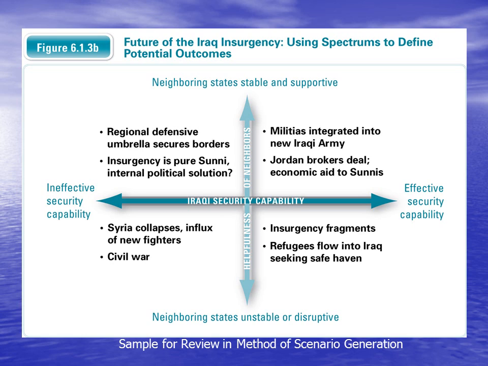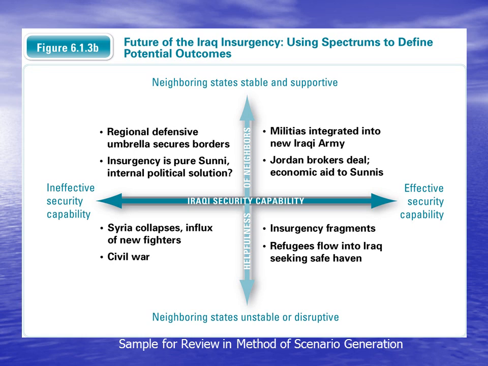On one end of the scale on the X is ineffective security. On the far right end, it would be effective. And on the bottom would be neighboring states that are unstable or disruptive, and at the top, stable and supportive. So you have the 2 spectrums on each end of your X and Y. Then based on those spectrums, you would create your multiple scenarios. You would brainstorm and come up with scenarios that fit that quadrant.